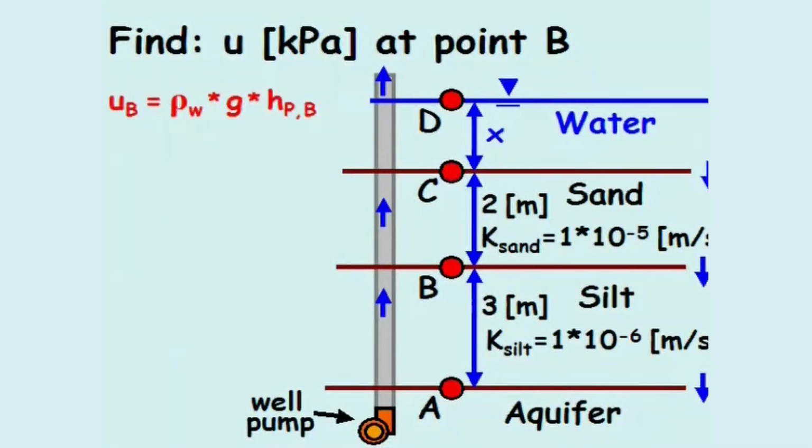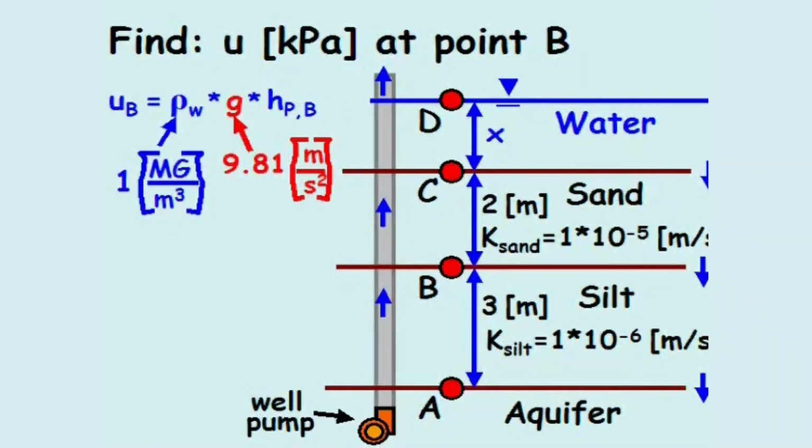The pore water pressure at point B is equal to the density of water times the acceleration from gravity times the pressure head at point B, where the density of water is 1 megagram per meter cubed, the acceleration from gravity is 9.81 meters per second squared, and the pressure head at point B still needs to be computed.